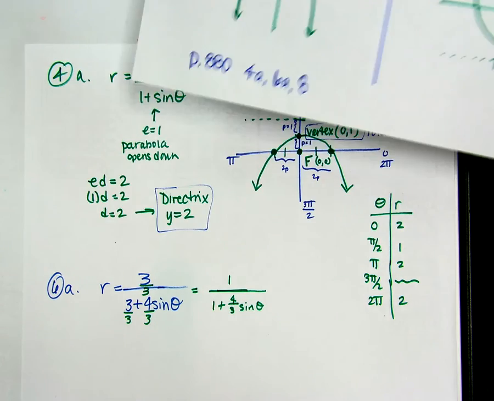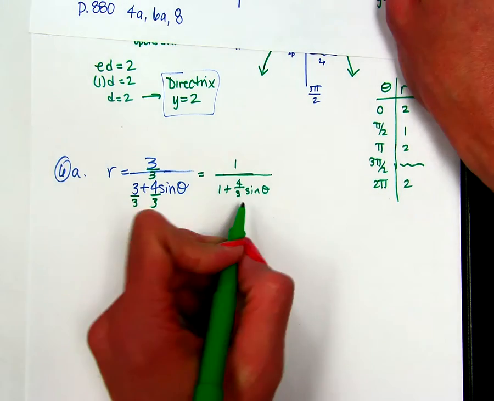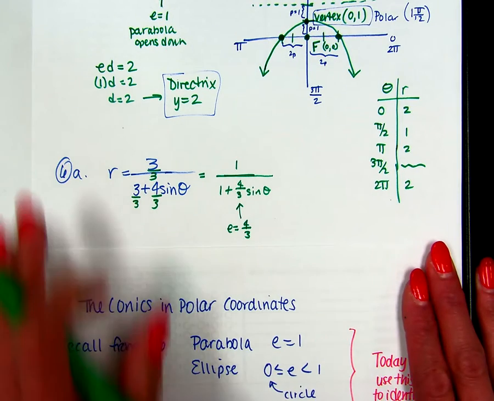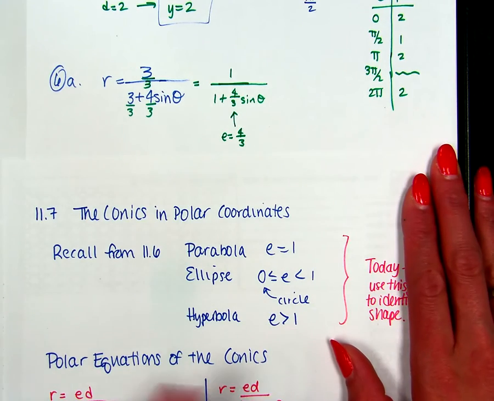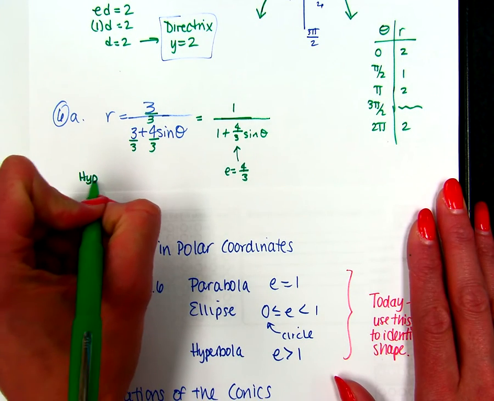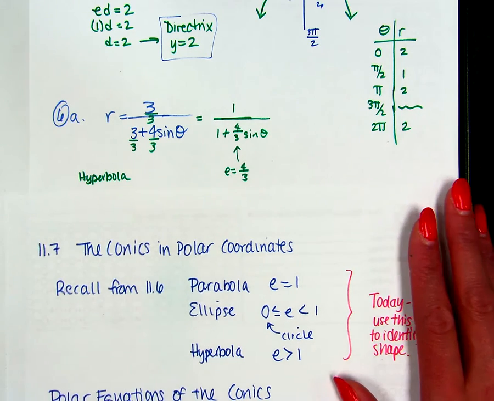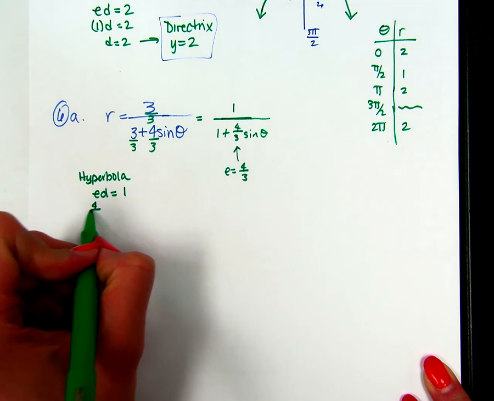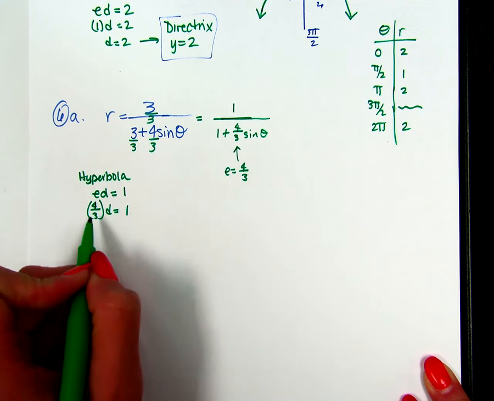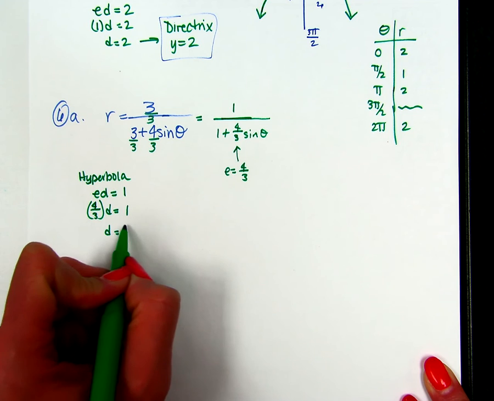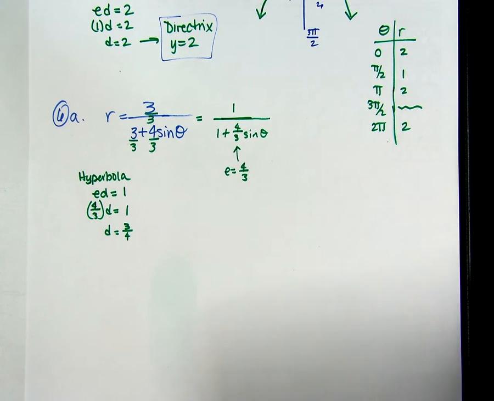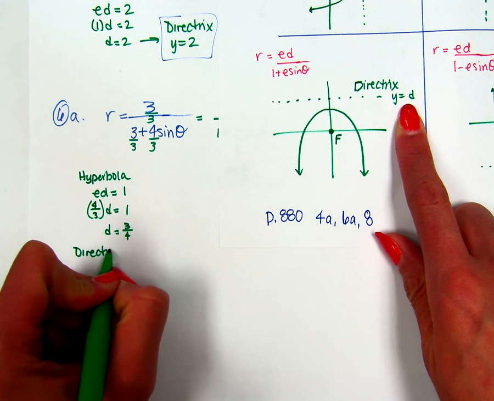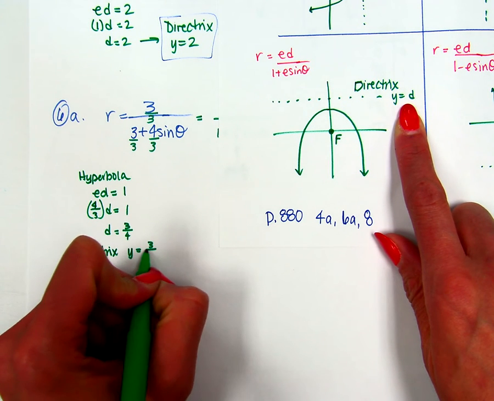All right, so this tells us enough information for us to graph. e is equal to 4/3. So if we look back at our notes, if e is greater than 1, it must be a hyperbola. All right, so this is a hyperbola. e times d should equal whatever number's in the numerator. So 4/3 is e, d we don't know, and I need to multiply by 3 and divide by 4. So d is equal to 3/4. And according to this generic one, my directrix is going to be a horizontal line, which is y equals 3/4.